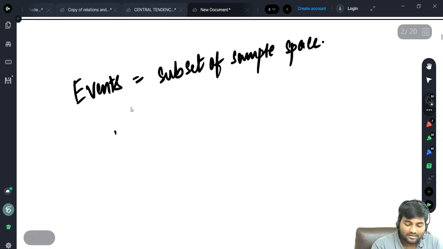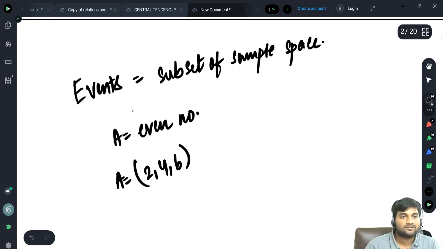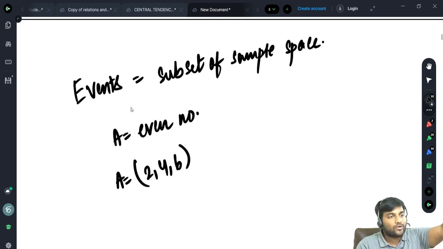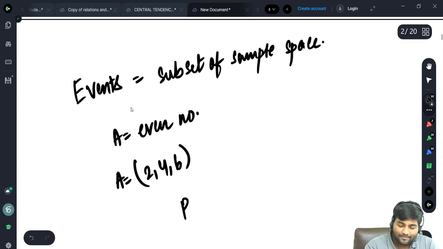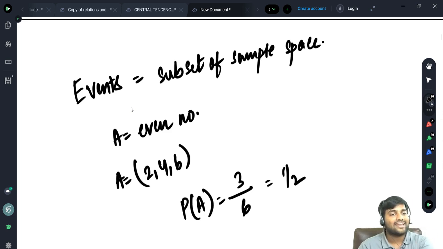How? Let A be the event of throwing a die and getting even number. Then A will be what? 2, 4, 6. And in sample space, throwing a die, what all will be the numbers? 1, 2, 3, 4, 5, 6. So it is a subset. So events are subset of sample space, always denoted by capital letters. So what is the probability of event A? 3 out of 6. The answer is half. So throwing a die and getting an odd number, half. Throwing a die and getting an even number, half. Total probability, 1. Okay? Clear?